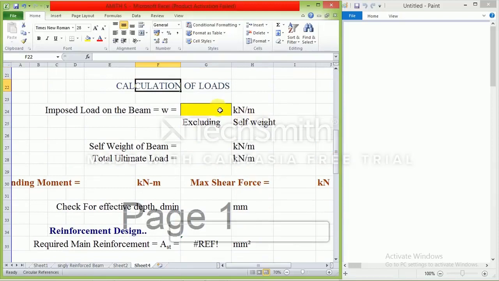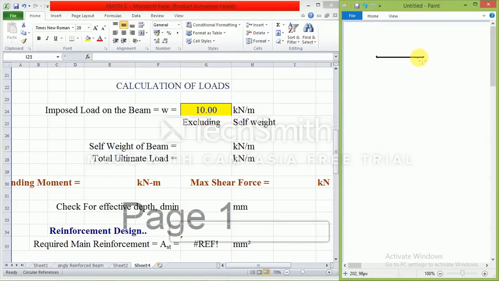that I am going to write it here. That is 10 kilonewton per meter, excluding self weight. So what is the difference between the imposed load and the self weight? Then I need to write the total ultimate load. Everything I will explain to you in detail.